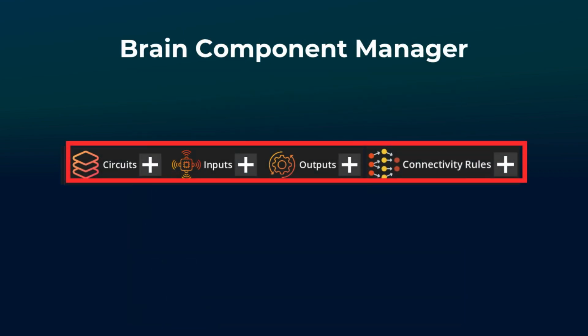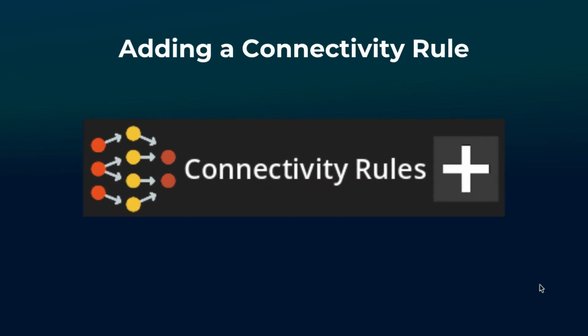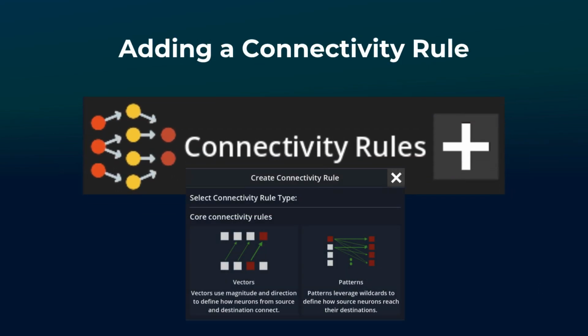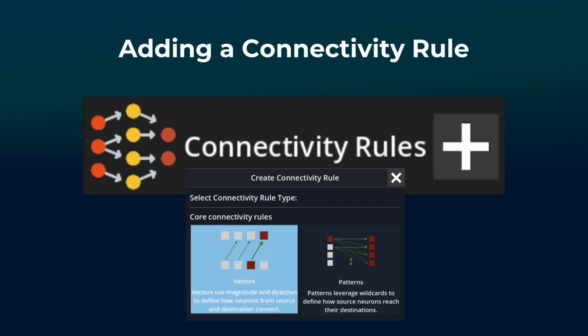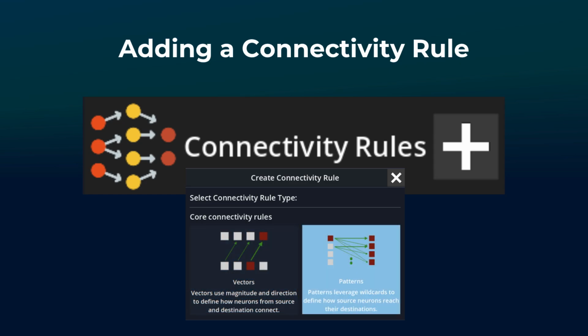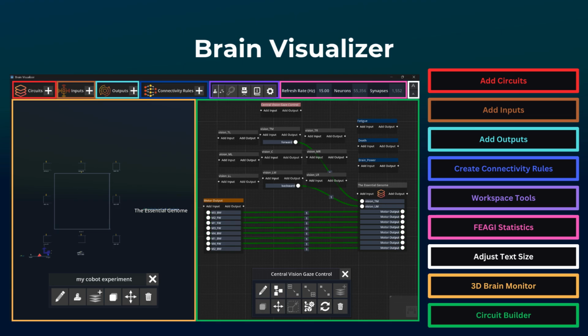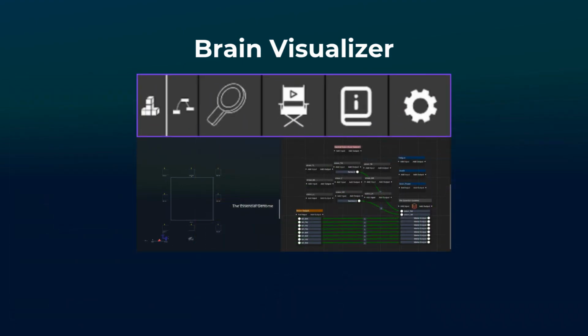A connectivity rule is a collection of parameters that defines how neurons from a source cortical area can find their destinations. Vectors leverage geometric vector definition to define the mapping, while pattern types leverage wildcards and targeted selections. The second segment is the workspace tools.